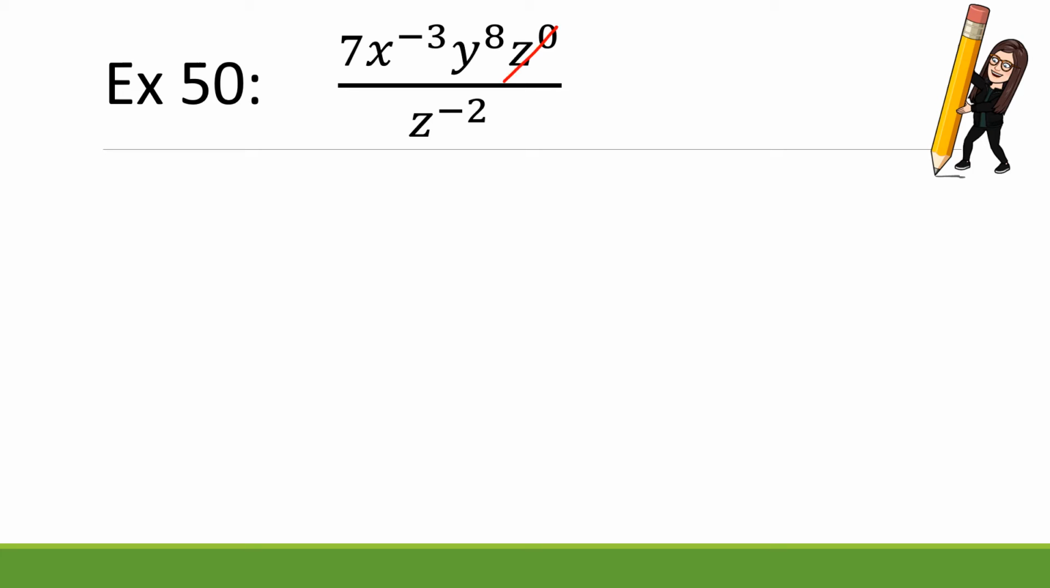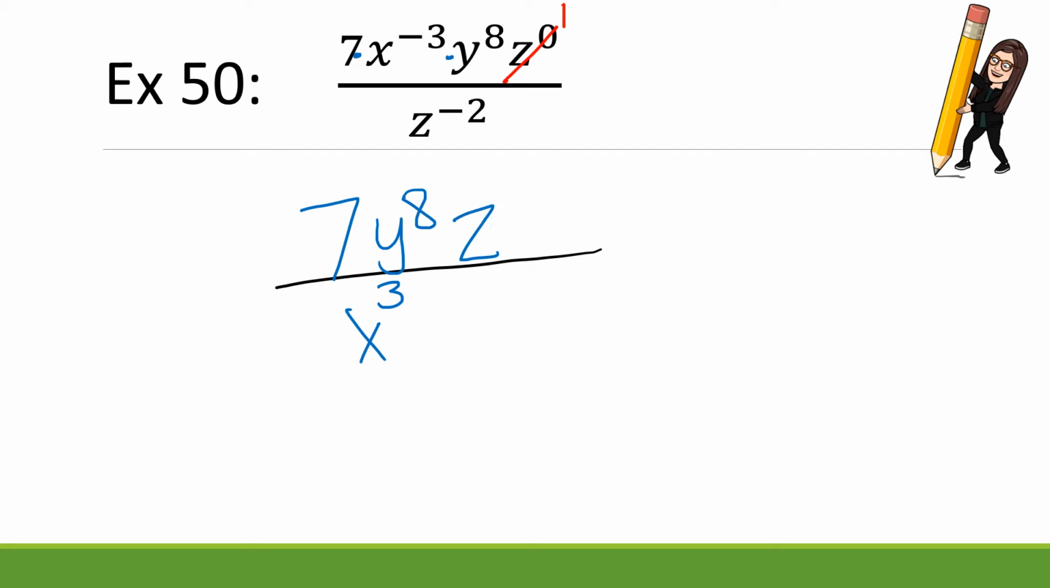I see that I have z to the 0, which is 1. The next thing I'm going to do is move pieces as needed. The 7 stays. The x to the negative 3rd goes to the other side. The y stays. The z gets kicked to the top. And if I'm multiplying by 1, my function will remain the same.